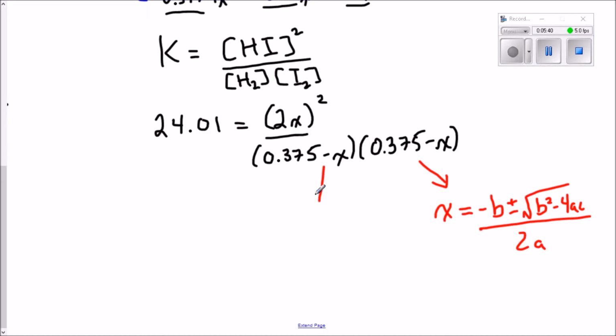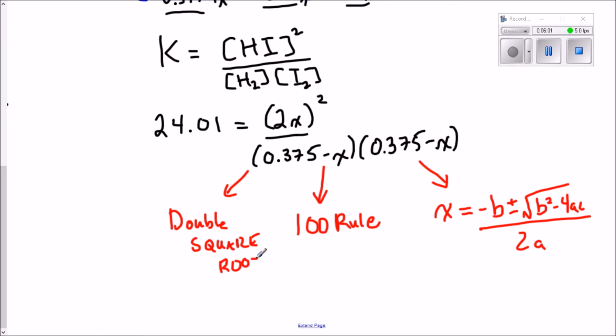So I'm going to show you one thing that we can use here, which is called the 100 rule, which is kind of complicated, but we'll explain what it means. And we can also use something called the double square root method. The double square root method and the 100 rule avoid the quadratic, and they still give us the same answer. Using the quadratic takes a long time, and the double square root and 100 rule make it quicker. So we like to use the shortcut rule.